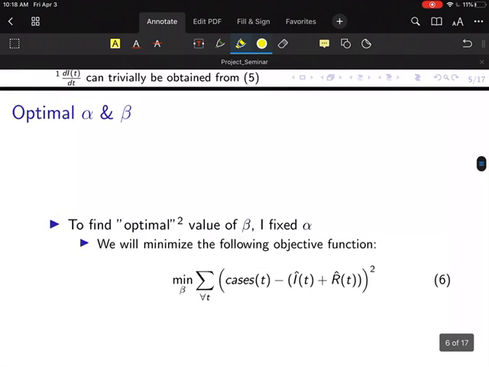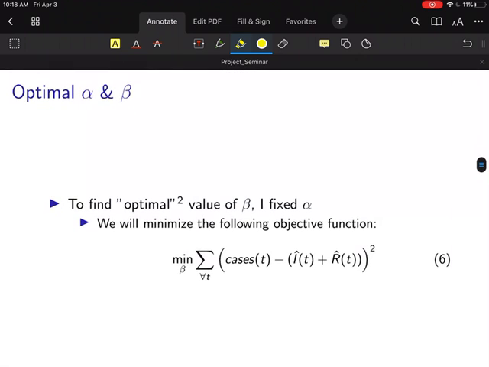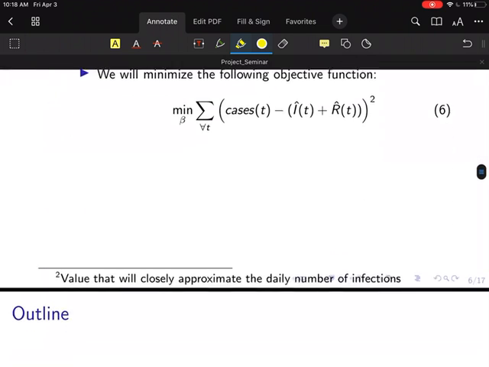So to find the optimal value of beta, I decided to fix alpha since I don't know anything about the recovery rate. Then I optimize beta over this objective function where I take the fitted values for my infection and recovery and then subtract that from the cases at time t and then minimize this quantity. Once I minimize this quantity, I should obtain my optimal value of beta for a fixed value of alpha.